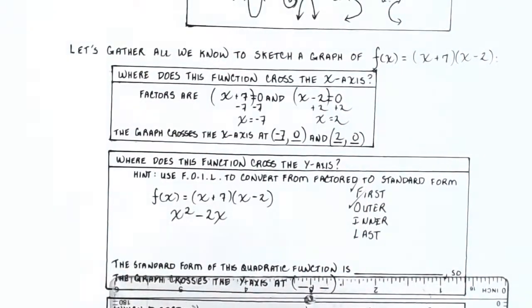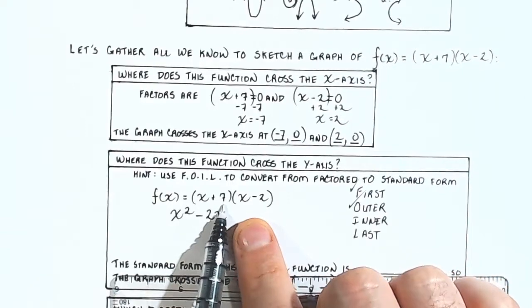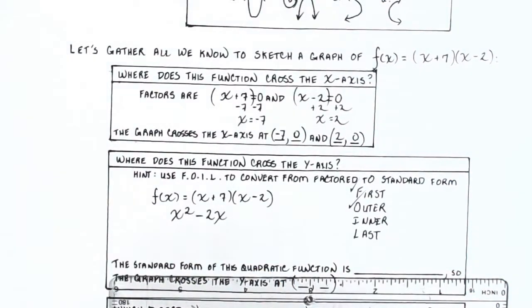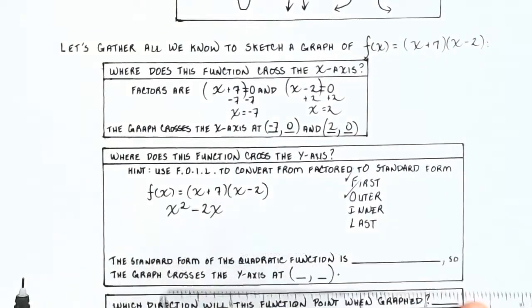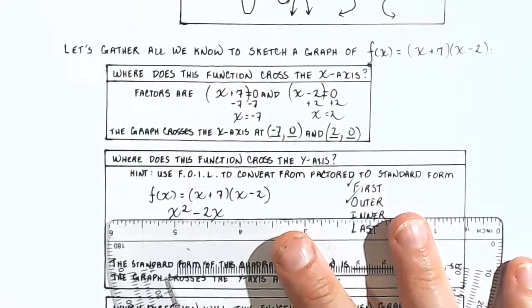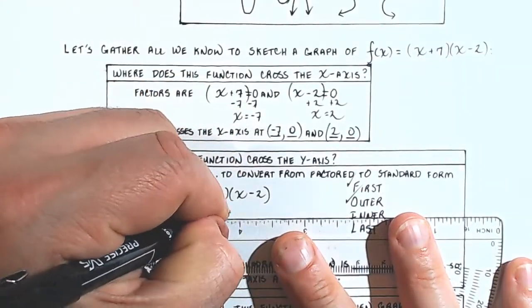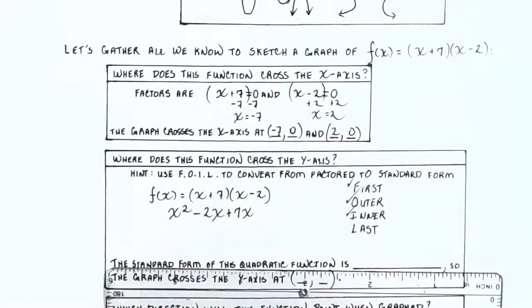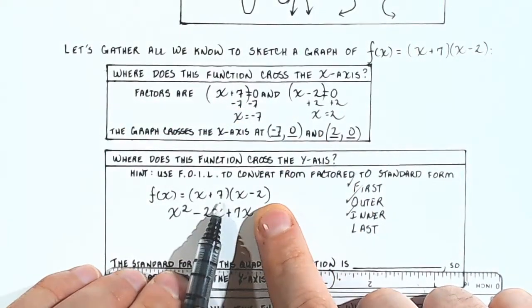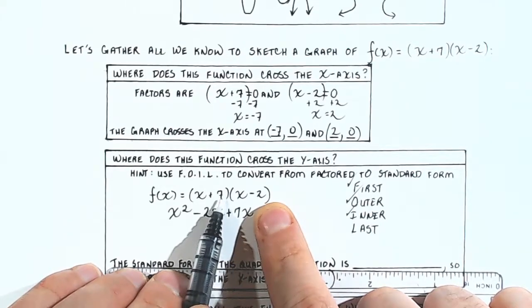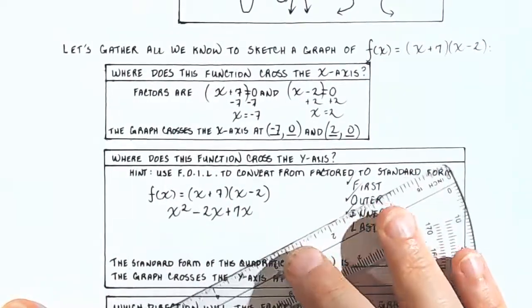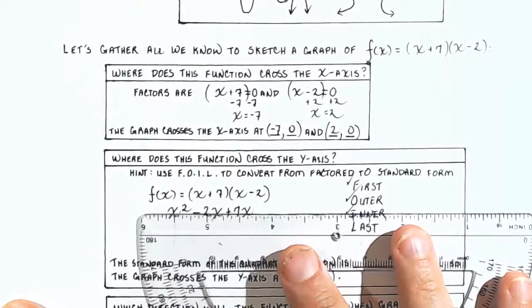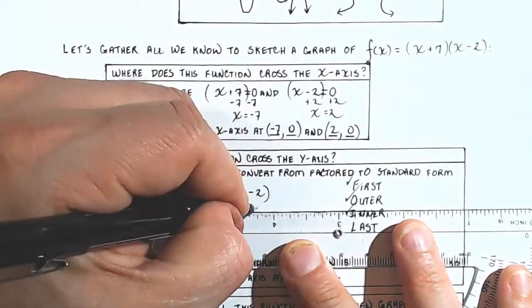Okay, I got the outer done. Now the inner, I'm going to multiply these two terms here. 7 times x, well that's positive 7x. So we write plus 7x right here. Okay, got the inner done. Now the last terms. We go here and we look at 7 times -2. That's -14. So at the end here, I'll put minus 14.